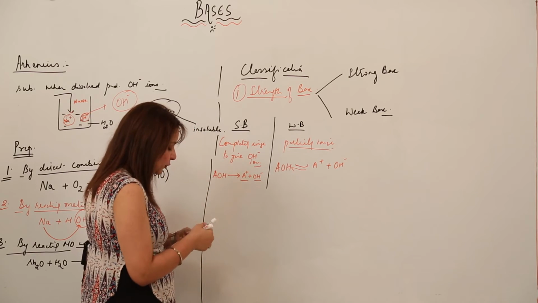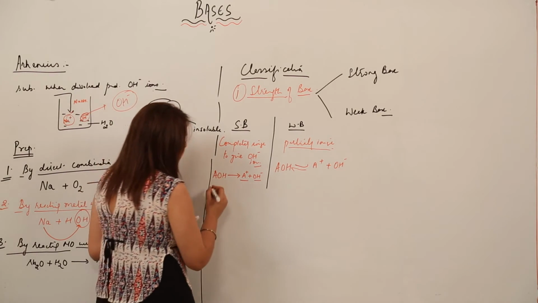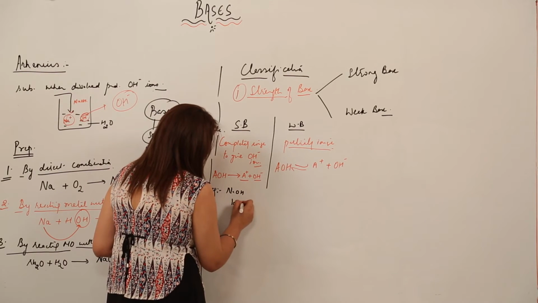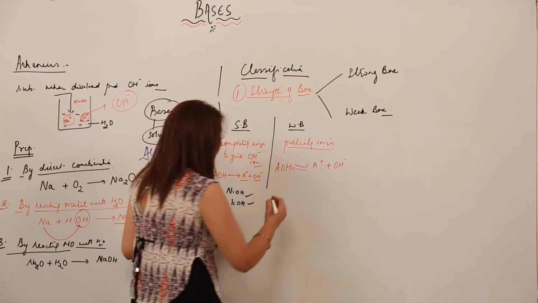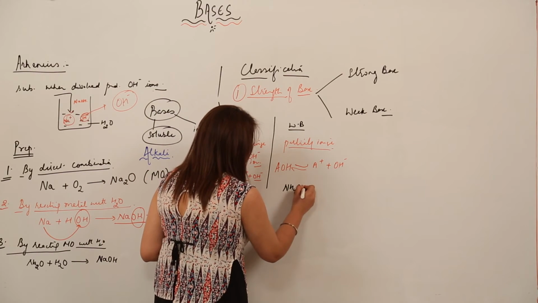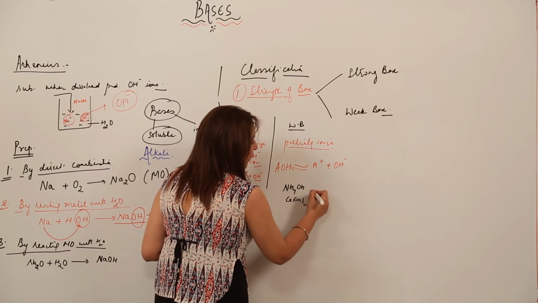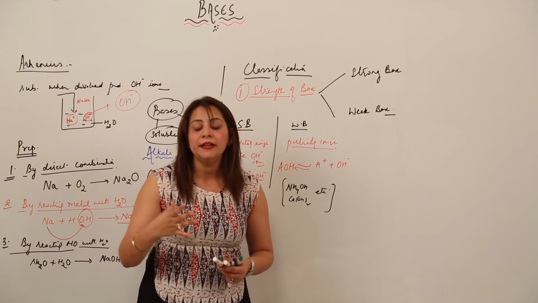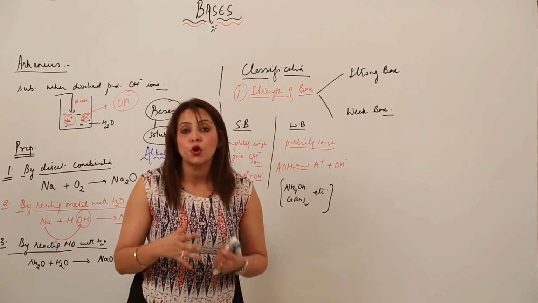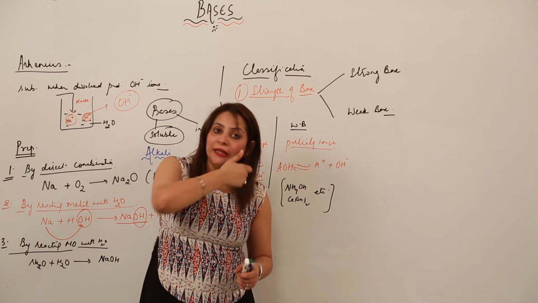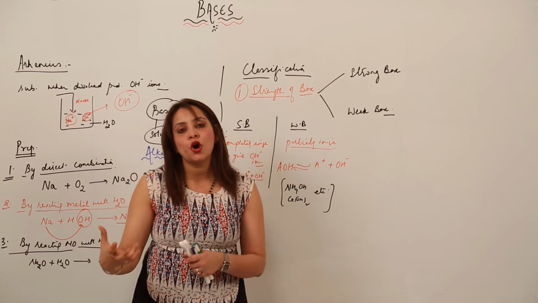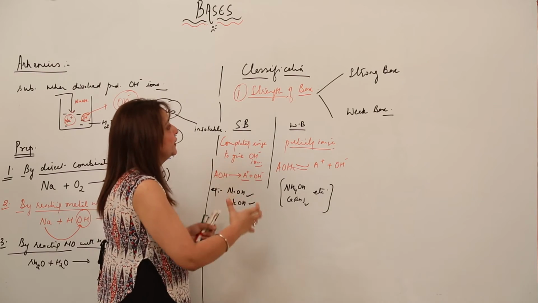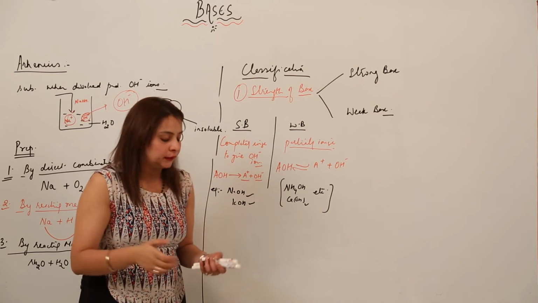When we look for examples, the alkali metal hydroxides, NaOH, KOH, are strong bases, and ammonium hydroxide, calcium hydroxide, etc. are regarded as weak bases. So keep in mind, all alkali metal hydroxides are regarded as strong bases, and when we talk about the alkaline earth metals, they are not so strong as compared to the alkali metal hydroxides. So this is how we classify bases on the basis of strength.